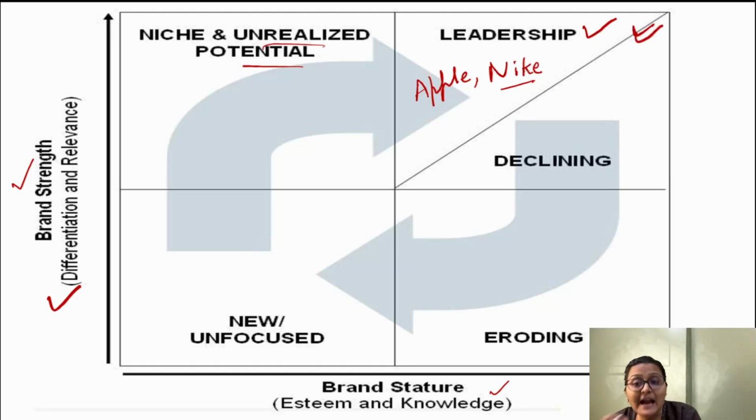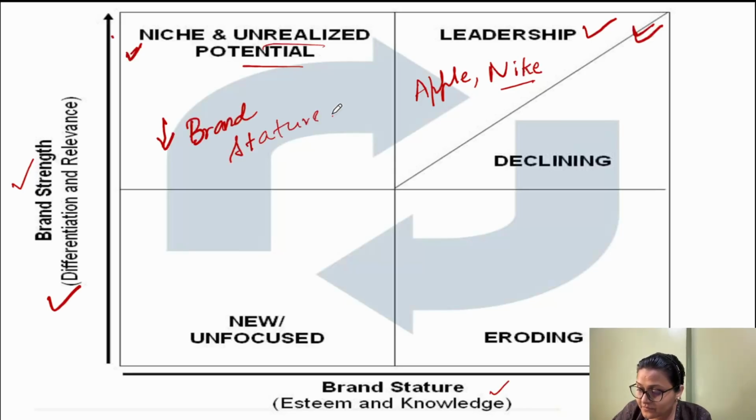Right, now the next is niche and unrealized potential. Here the brand strength is a lot higher, but there is low brand stature. The potential of the brand is not yet realized. So brands over here are highly potential. There is a lot of caliber. All the brands which come under this category have differentiated themselves well in the marketplace, but they may not yet be widely recognized, or there is unrealized potential of these brands in the marketplace.